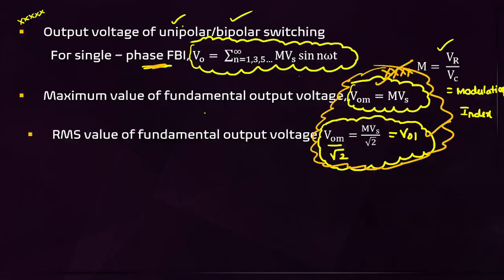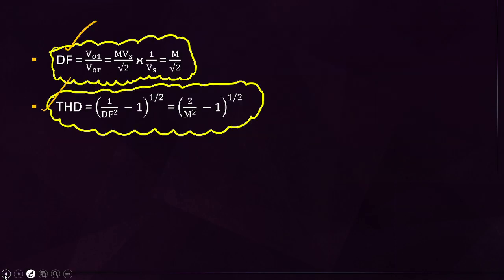What is the maximum value of the fundamental voltage? MVS, that is, the maximum value of the fundamental voltage is M times VS, where M is the modulation index. This is very important. What is the RMS value of the fundamental output voltage? MVS by root 2. This is for the full bridge inverter, if unipolar or bipolar switching is applied to a full bridge inverter. Before this, we had the distortion factor formula and the total harmonic distortion formula.